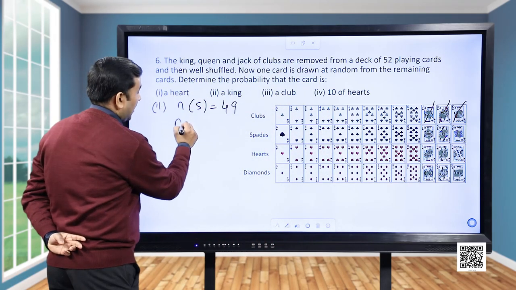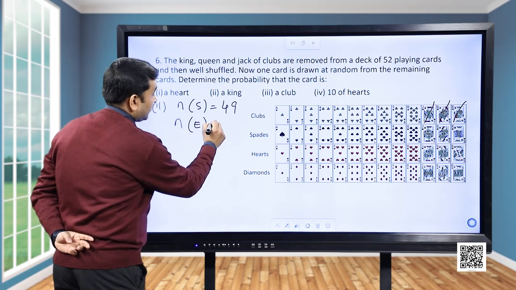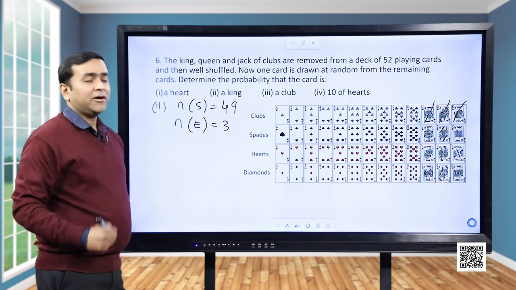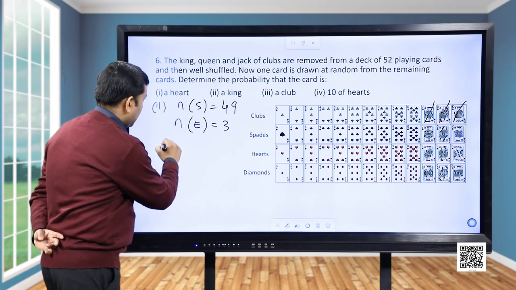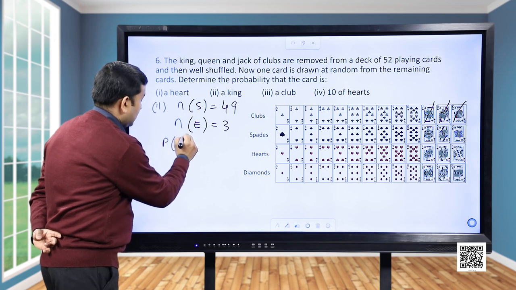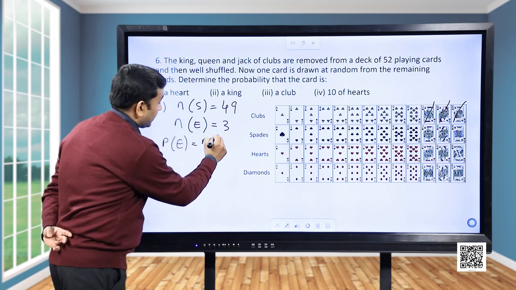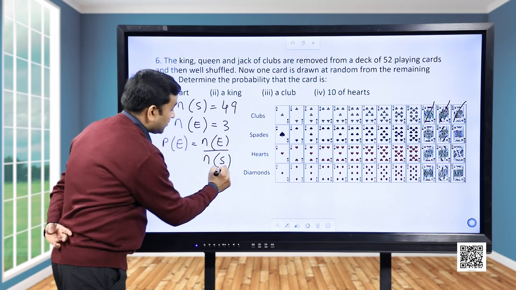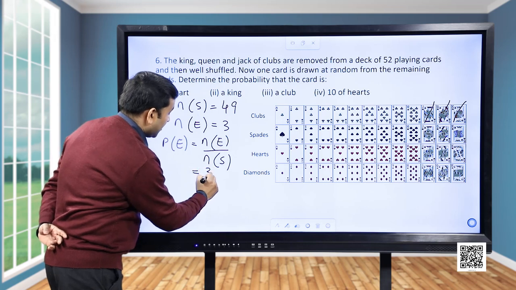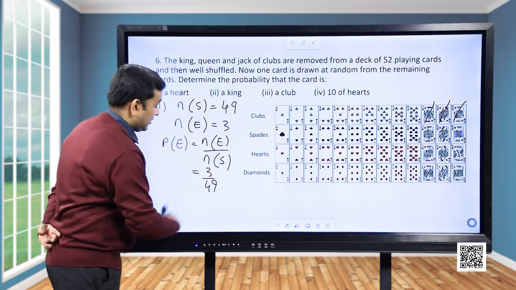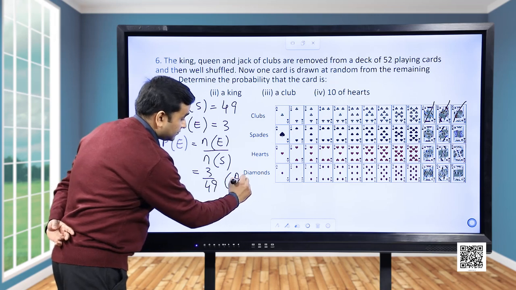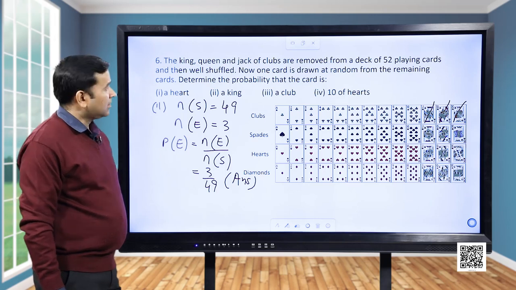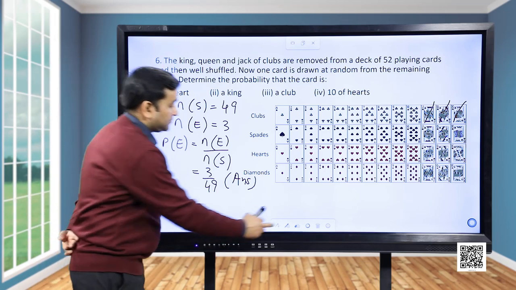So the favorable outcome is 3. So what is the required probability? It is very simple. Number of favorable outcomes upon number of all the possible outcomes. That means 3 upon 49. This is the answer. Okay, that was quite easy. Let's move to the third part.